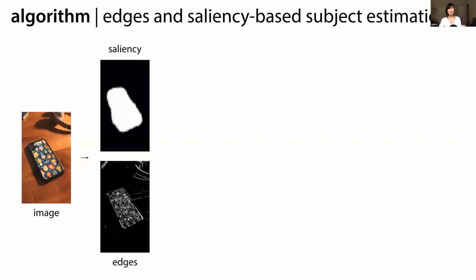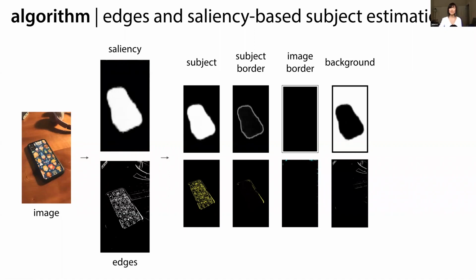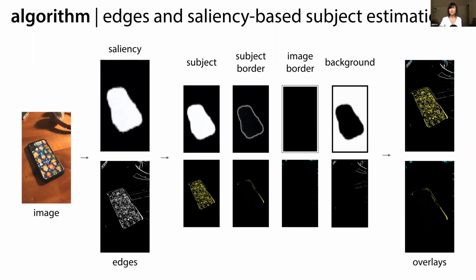So given this saliency map, we segment the image into regions describing the subject border, the image border, and the remaining background. These segmentations are then used to classify and color code the edges. Yellow designates edges within and around the subject, cyan for edges around the image border, and white for the remaining background edges. We merge these to form two edge-based overlays, one showing all edges color-coded at the top right, and the other only showing the relevant edges around the subject and image borders at the bottom.